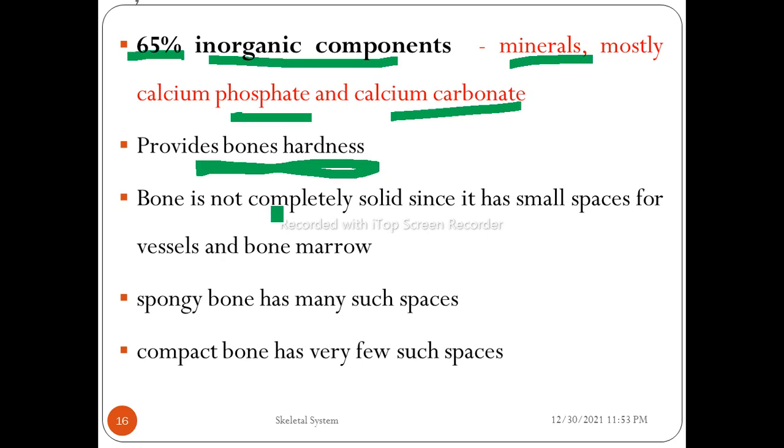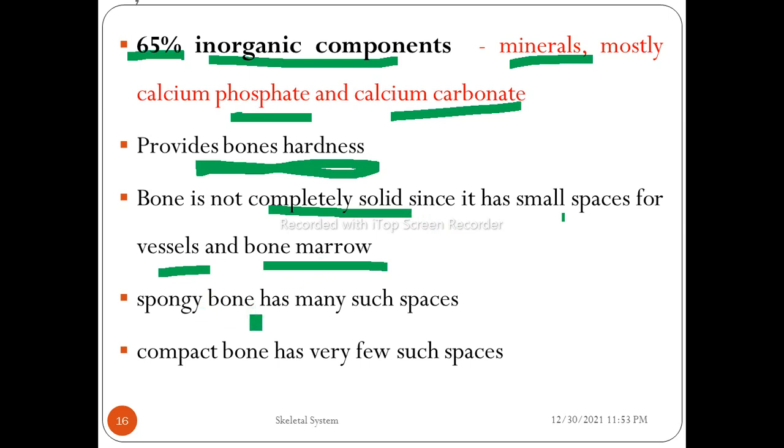So bone is not completely solid, since it has small spaces for vessels and bone marrow. For instance, bone marrow is found within the diaphysis as yellow bone marrow, and red bone marrow within the sponge bone. Sponge bone has different types of spaces, and blood vessels like the metaphyseal artery, epiphyseal artery, and nutrient arteries penetrate the bone, and these penetrated areas form spaces. So due to different types of spaces and some fluids, bone cannot be considered completely solid.